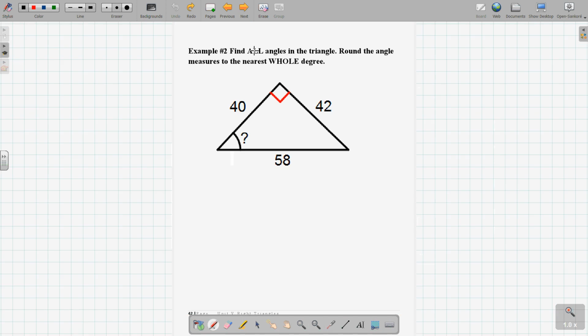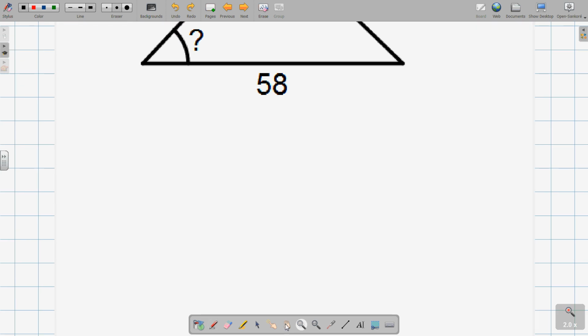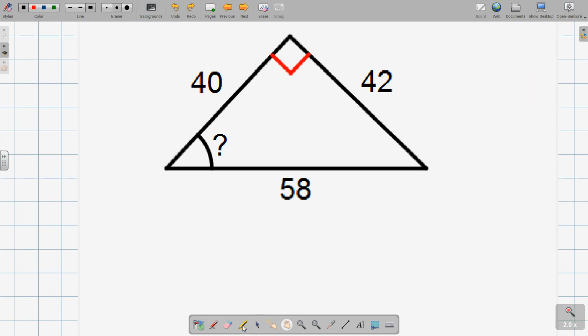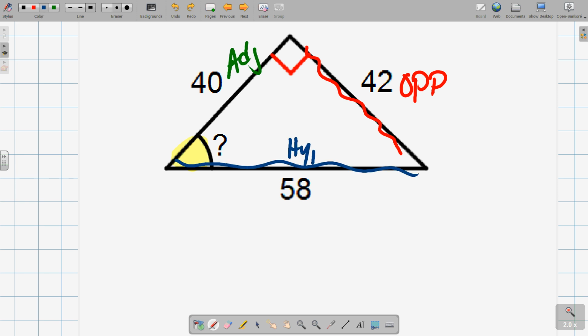Let's try a few more examples here. It says, find all the angles in the triangle. Round your angle measures to the nearest whole degree. So let's see here. I want to get this angle first. And let's label our opposite, adjacent, and hypo. 42 is going to be our opposite. 40 is our adjacent. And 58 is our hypo.